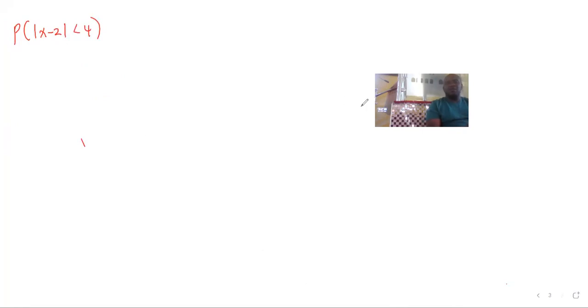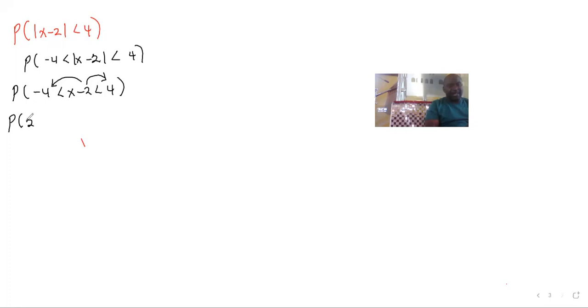Okay, let me handle this one, guys. Maybe it will make you feel better. Probability of magnitude of X minus 2 less than 4. This is the same as probability of negative 4 less than X minus 2 less than positive 4. That 2 goes over this way, the 2 also goes over that way. I was asking about the negative on 2. Why does it become a positive?